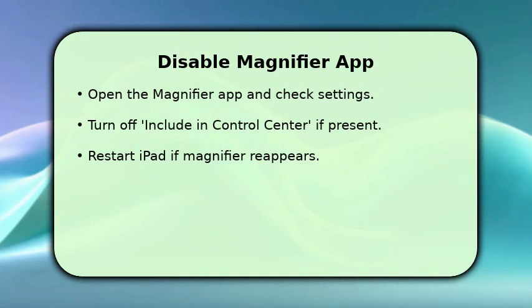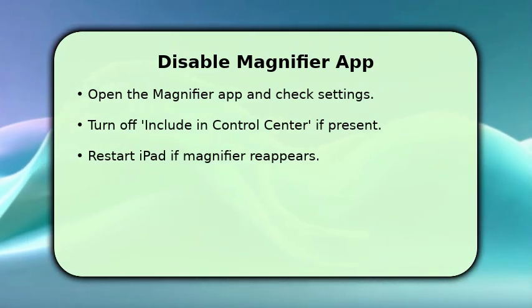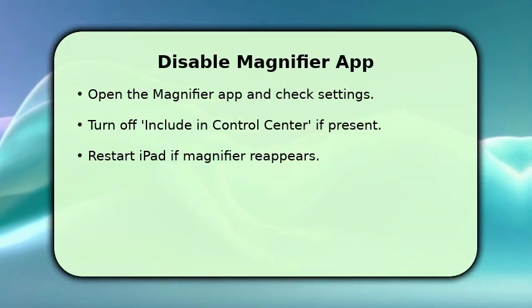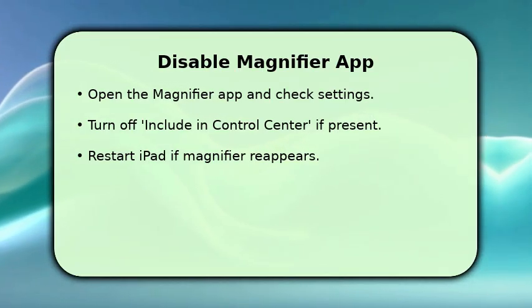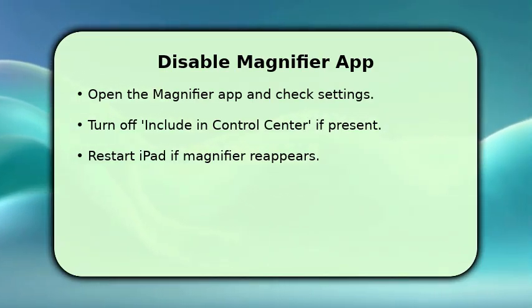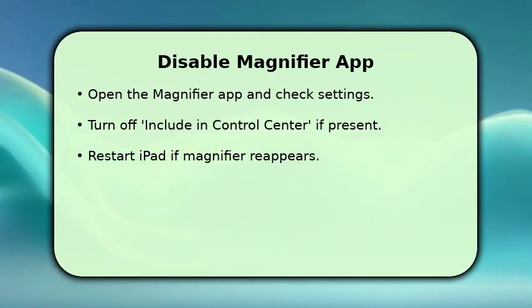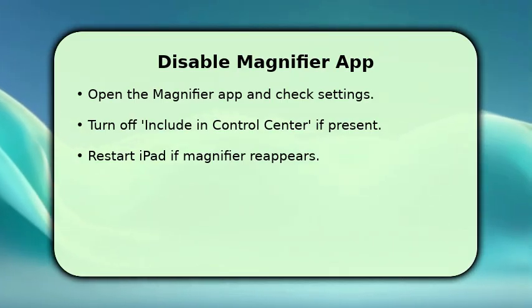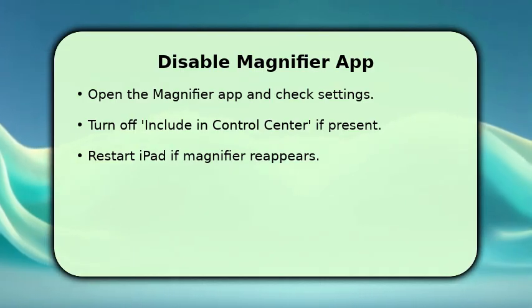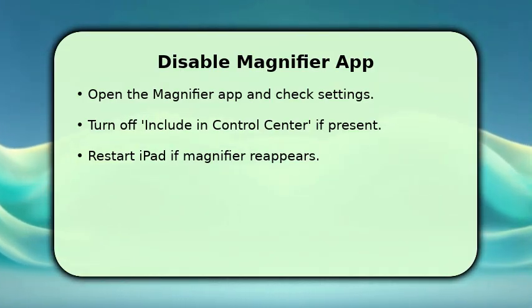To finish, disable any remaining access points. Open the Magnifier app and confirm its settings, then remove it from Control Center by editing Control Center and tapping the minus icon. This prevents both app and Control Center shortcuts from showing the magnifying glass. Once done, restart your iPad to clear any lingering state so changes stick. If the magnifier still appears, make sure no accessibility profiles or third-party utilities re-enable it. Restarting usually resolves persistent behavior.